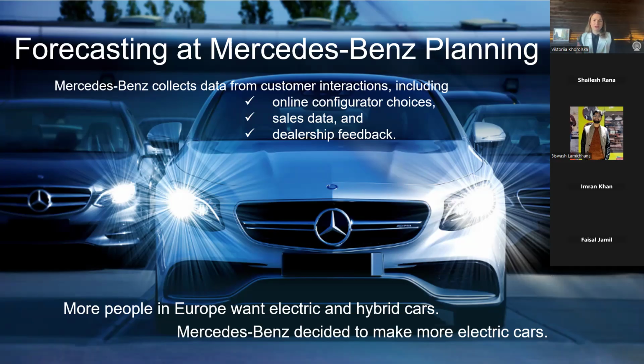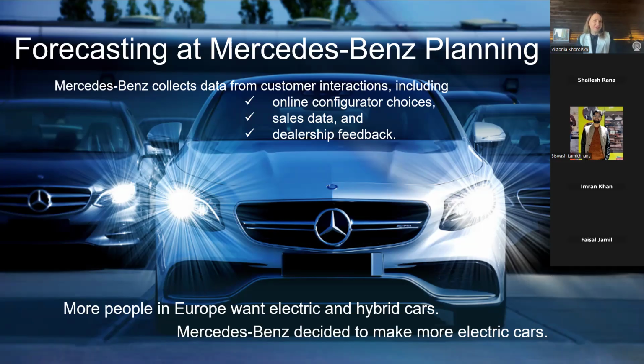with different choices. Which wheels do you want to have? Which seats do you want to have? You can choose the mirrors, everything you want. At that time, the company understood that more and more people coming to the online configurator were starting to select electric and hybrid cars. It was an ongoing trend, a very visible ongoing trend for electric and hybrid cars.